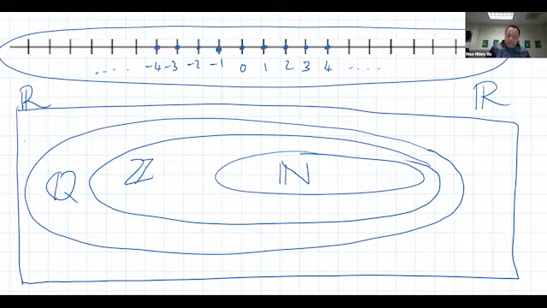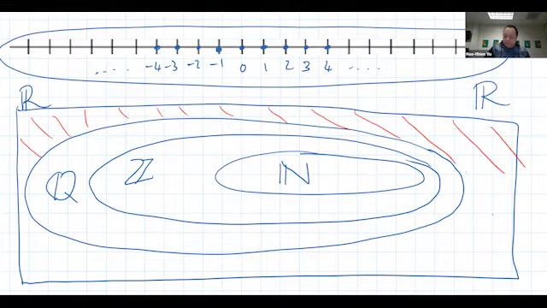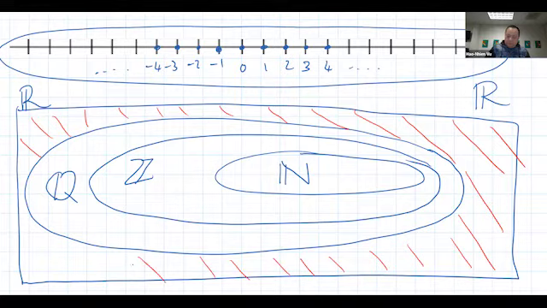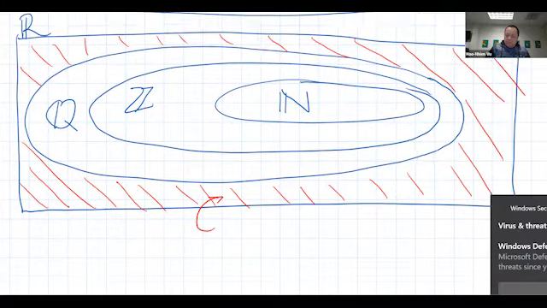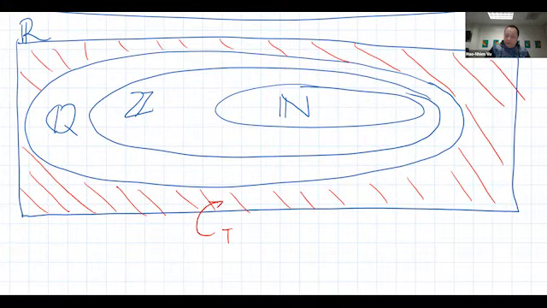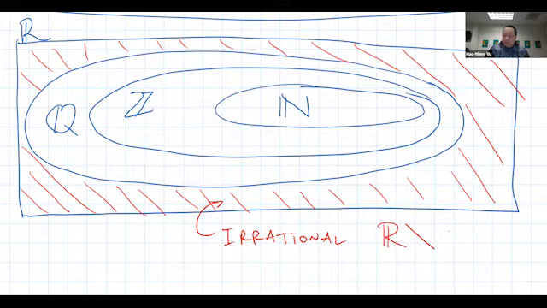Well, and then there's this part right here, the part that is a real number but not a rational number. These are the irrational numbers. And they don't really have a symbol. People just write it as the real numbers that are not rational.